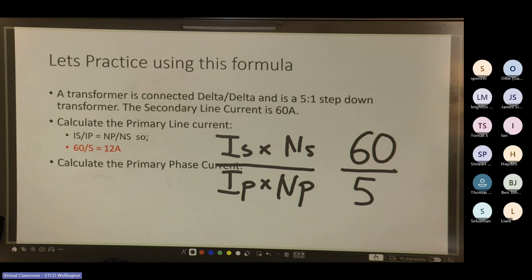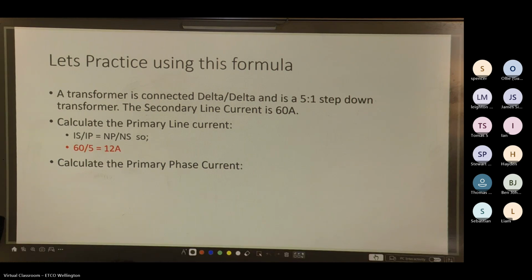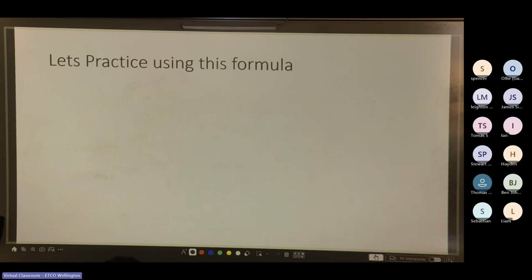Now we calculate the primary phase current. We know IL equals the square root of 3 times I phase. So we take IL and divide it by the square root of 3 to give us I phase. So 12 divided by the square root of 3 gives us 6.93 amps. Okay, we'll look at another one.